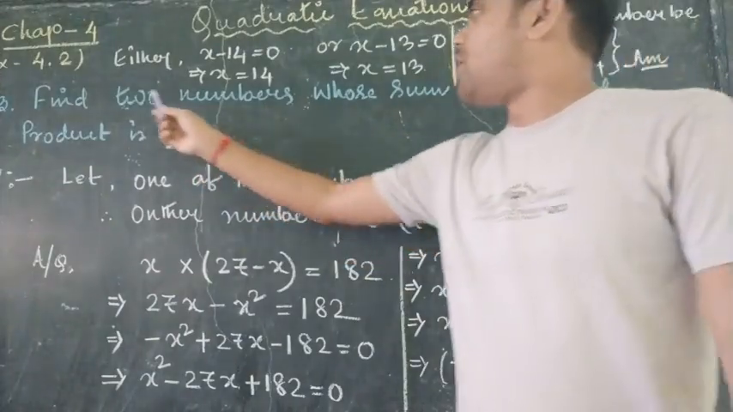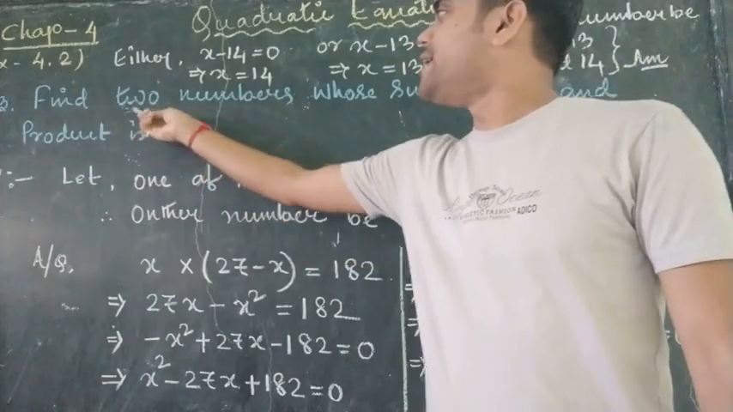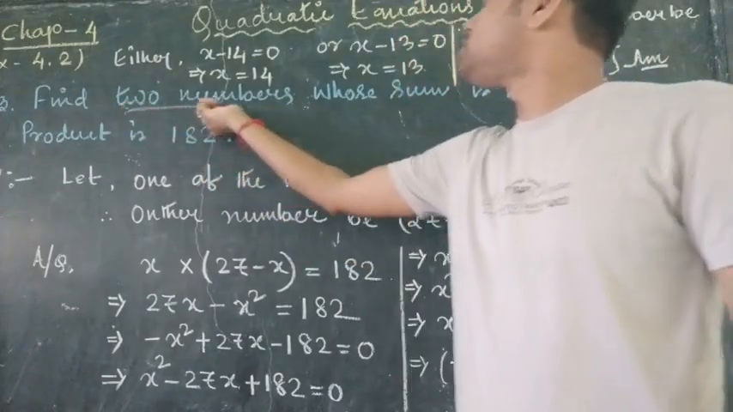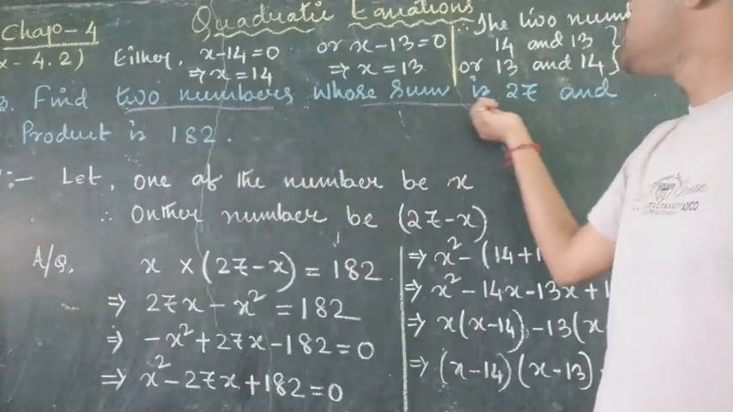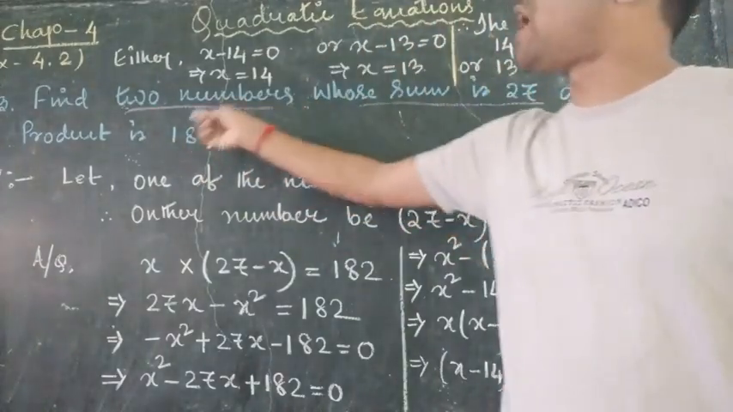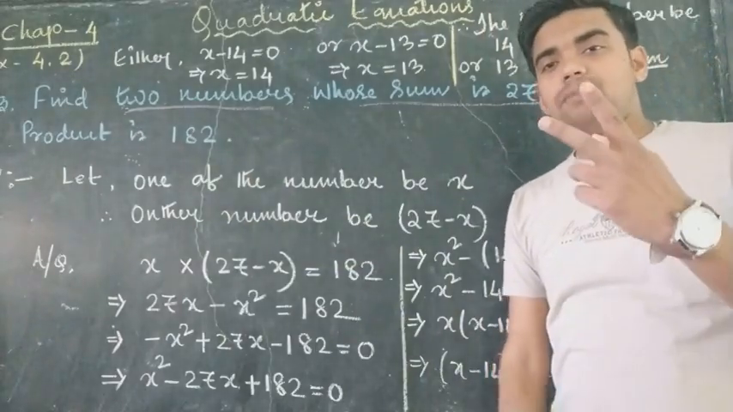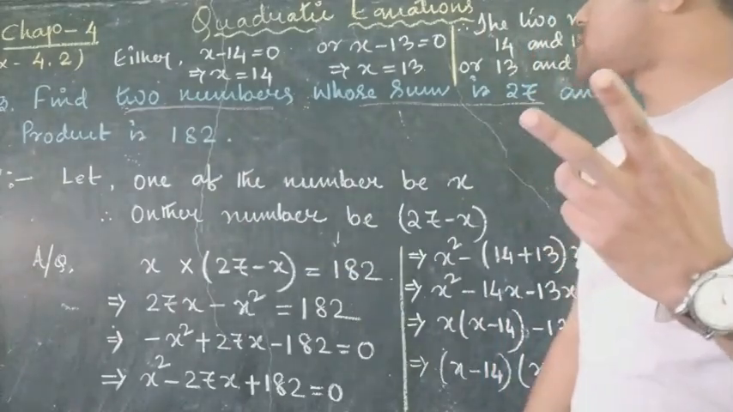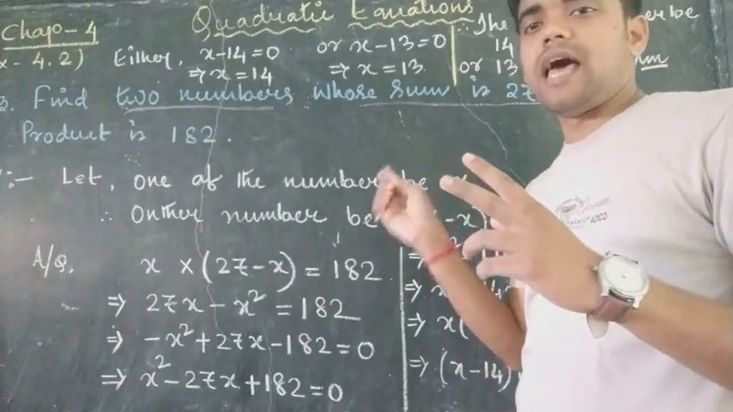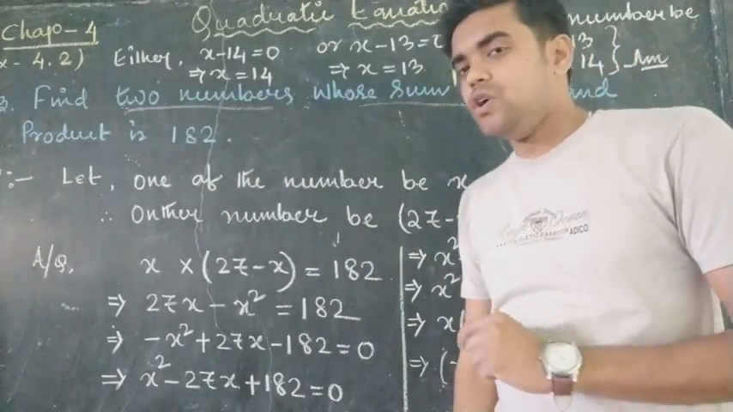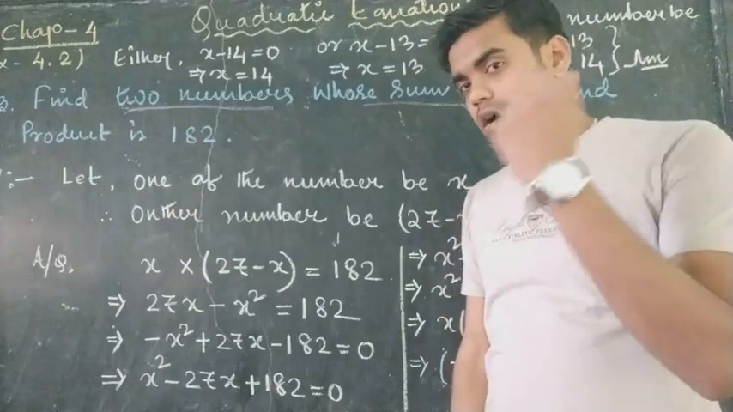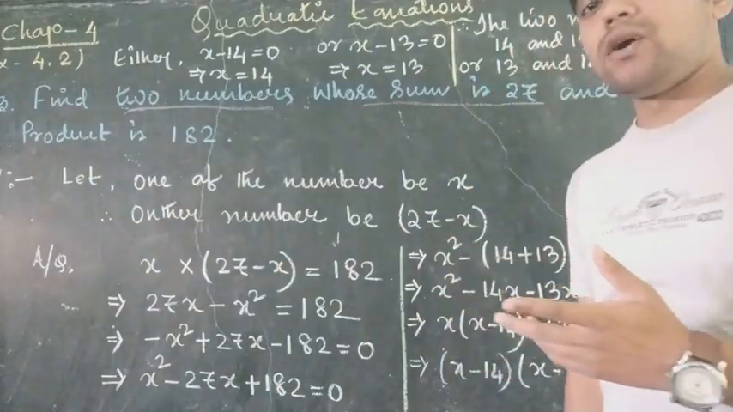That means find two numbers whose sum is 27 and product is 182. That means we have to find the two numbers whose sum is 27 and product is also 182. So how to find out these two numbers?